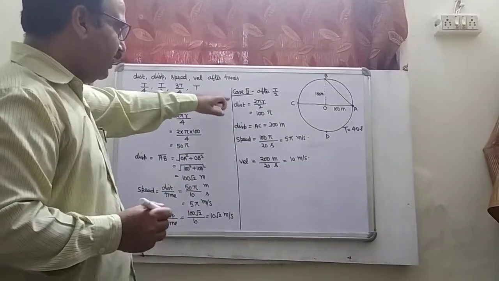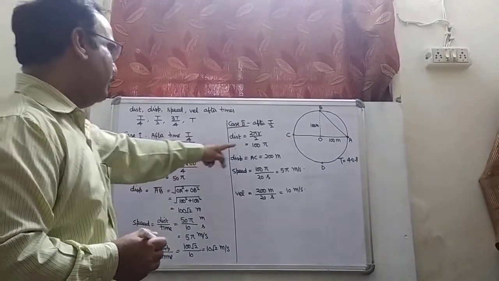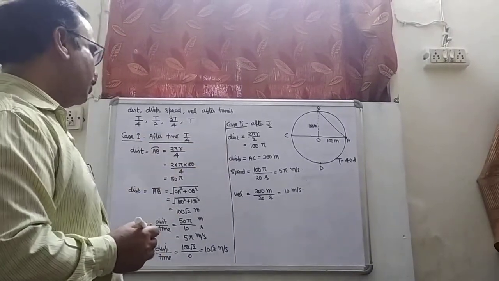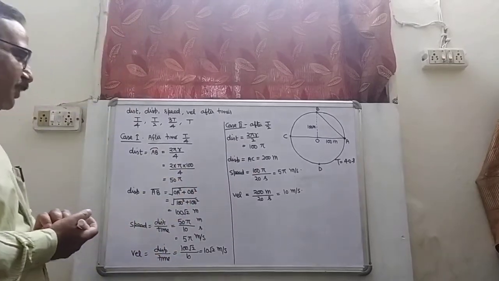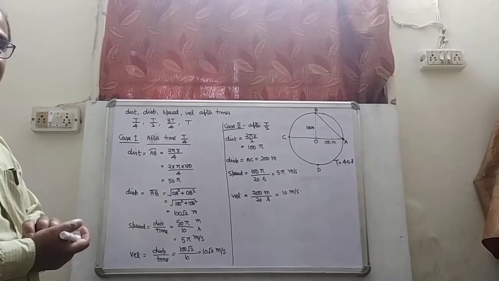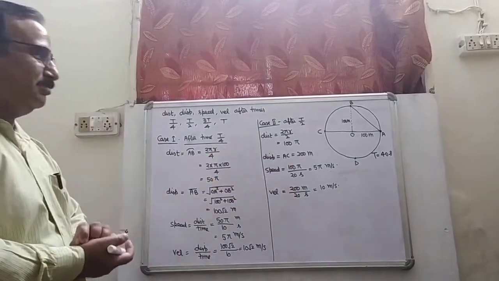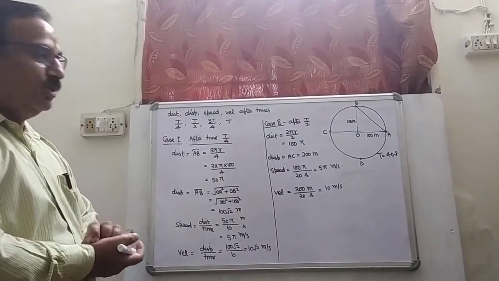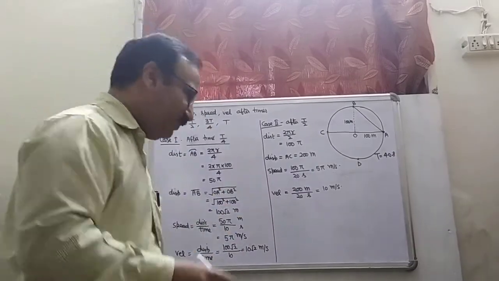So you are observing in case number 2, distance is different, displacement is different, but what about speed? It is same. Velocity is again changed. We will discuss why speed is same later on.